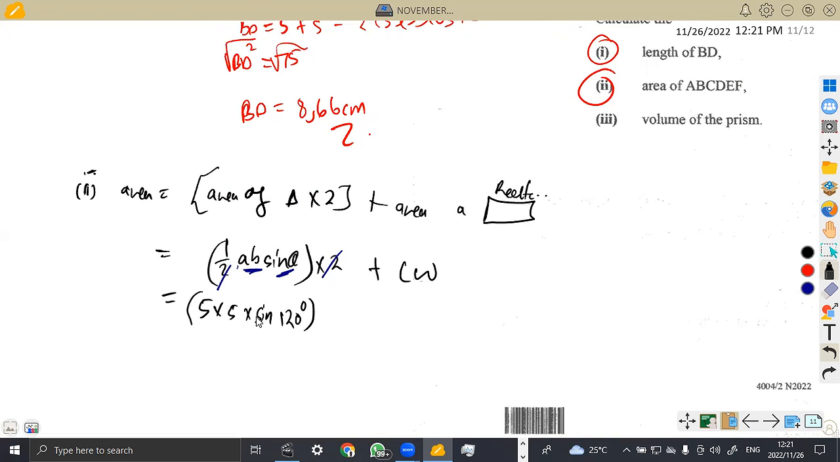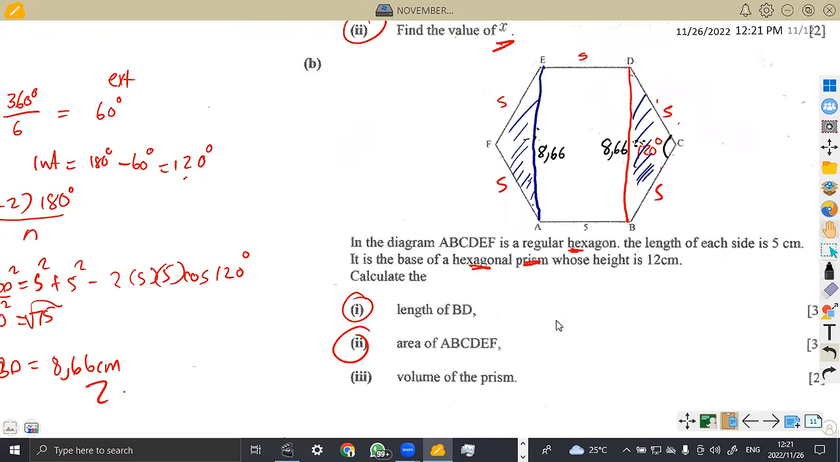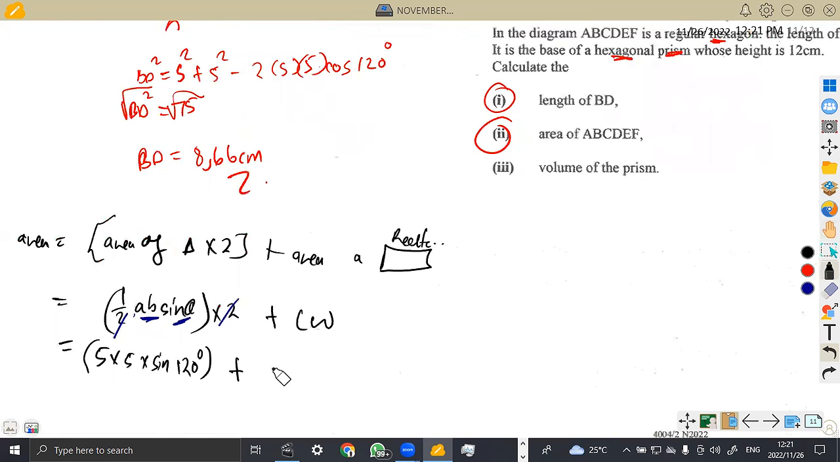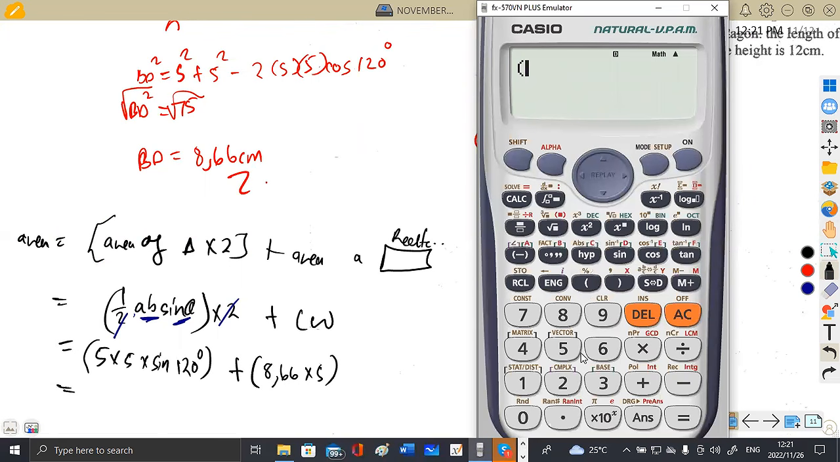So we have the area of two triangles here, plus the rectangle. It's length times width here, which is 8.66 times 5. So that is the length and the width. From there, we get the total area for the given shape. All right, let's see what you're going to have. 5 times 5 times sine 120 degrees. Close that bracket. Plus length times width, which is 8.66 times 5.